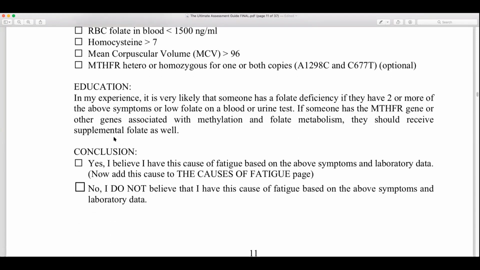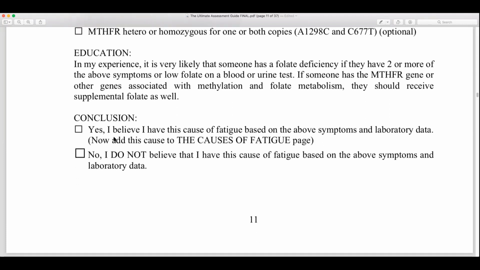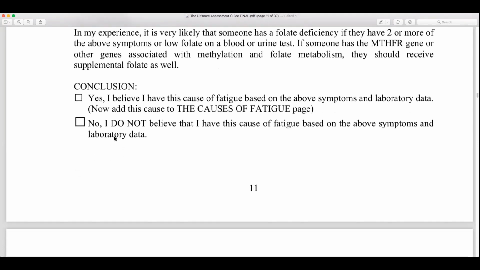So in my experience, it is very likely that someone has a folate deficiency if they have 2 or more of the above symptoms, or low folate on a blood or urine test. If someone has the MTHFR gene or other genes associated with methylation and folate metabolism, they should receive supplemental folate as well. Then you mark yes or no.